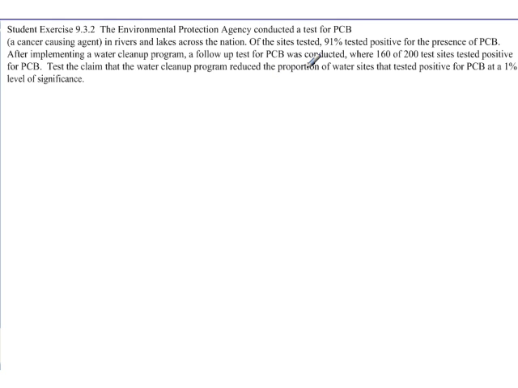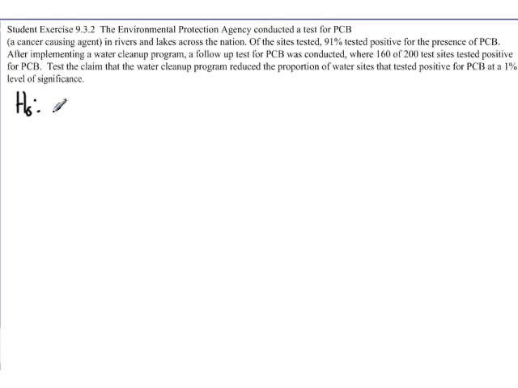The Environmental Protection Agency conducted a test for PCP, a cancer-causing agent, in rivers and lakes across the nation. Of the sites tested, 91% tested positive for the presence of PCP. After implementing a water cleanup program, a follow-up test for PCP was conducted, where 160 out of 200 test sites tested positive. Test the claim that the water cleanup program reduced the proportion of water sites that tested positive at a 1% level of significance.